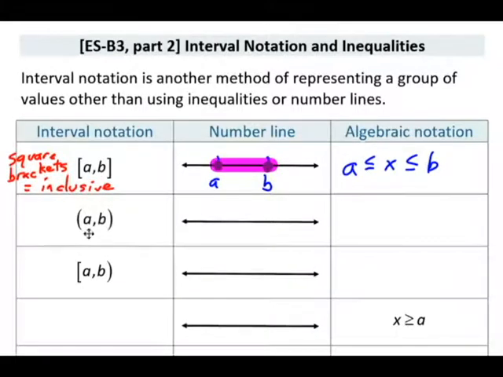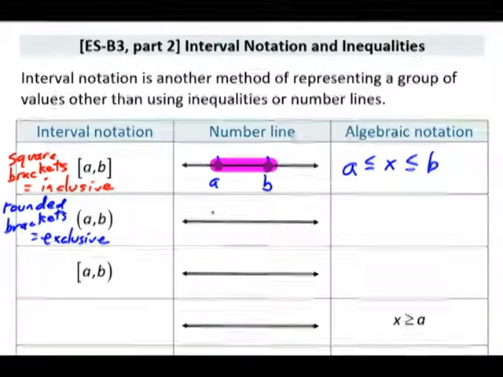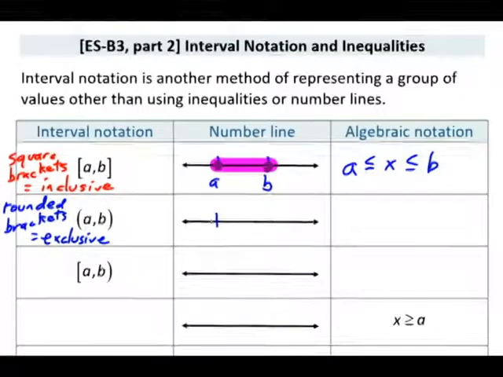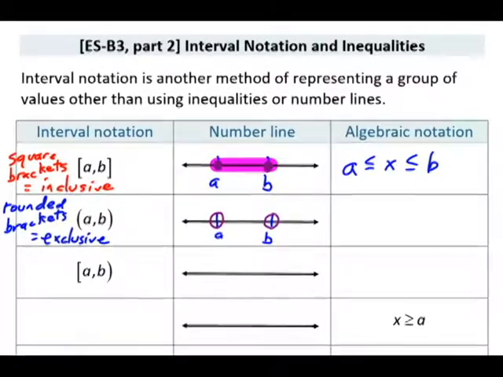We contrast this with the round brackets, which will be exclusive. We represent this on a number line by using open circles at a and b, and all points in between. Algebraically, we just use the strict inequality symbols.